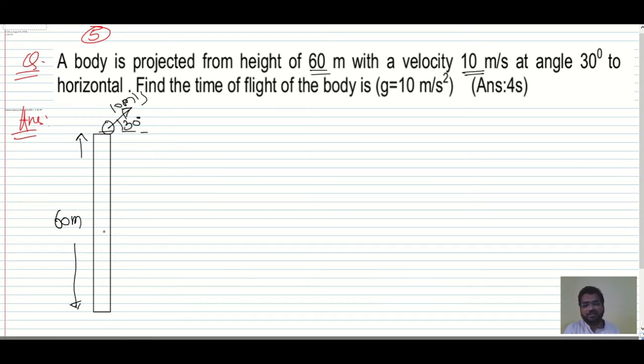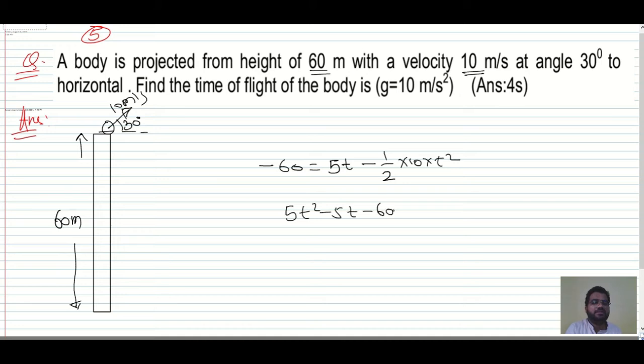Now the displacement this body has to cover is minus 60 in the vertical direction. So I am taking everything in the vertical direction. Minus 60 is equal to the initial vertical velocity we have, 5t, minus 1 by 2 into 10 into t squared. If you solve this, you will get 5t squared minus 5t minus 60 is equal to 0. So t squared minus t minus 12 is equal to 0.